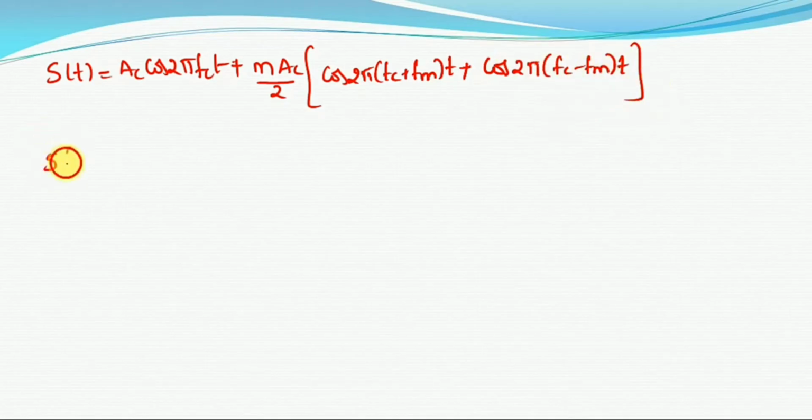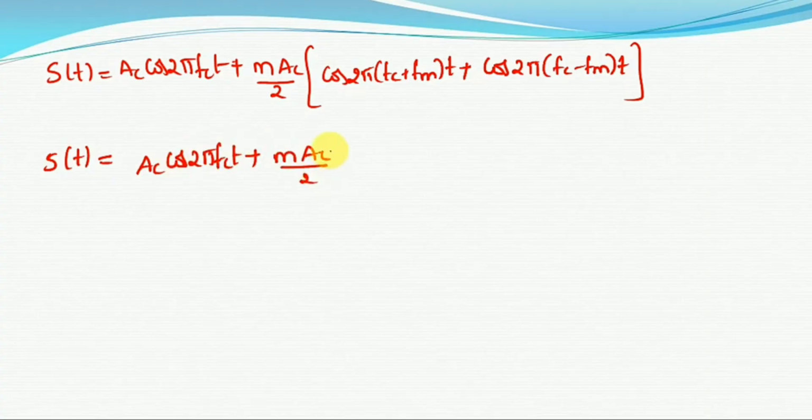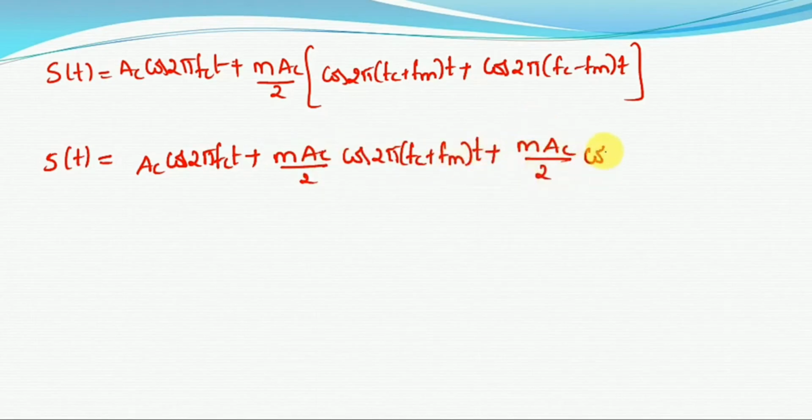So the s(t) expression is Ac cos 2 pi Fc t plus m Ac by 2 into cos 2 pi of Fc plus Fm into t plus m Ac by 2 into cos 2 pi of Fc minus Fm into t. So in the previous video, we said that the frequency expression of the AM signal will consist of three frequencies.